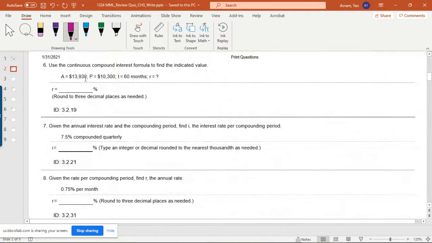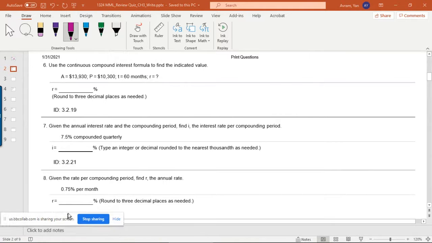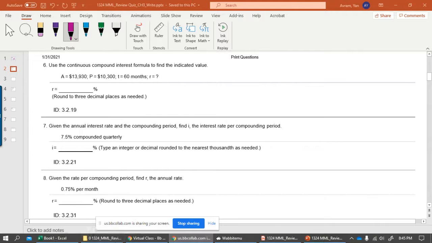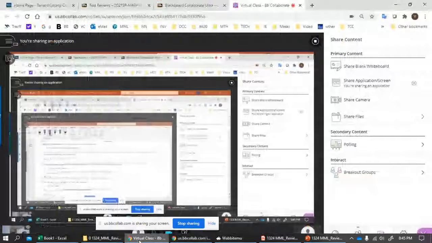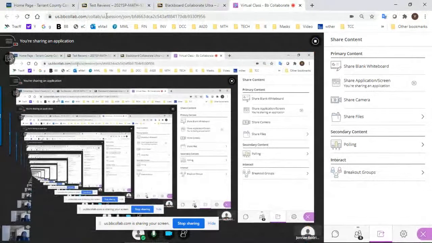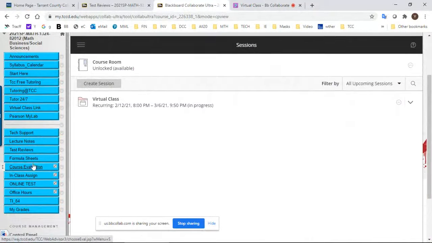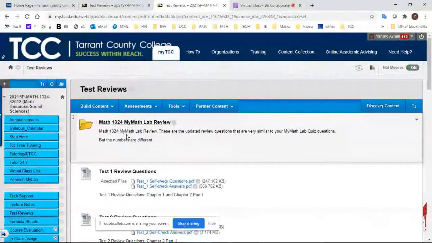Okay, number 6, use the continuous compound interest formula to find the indicated value. As I mentioned earlier, we have this chapter 3. I actually organized one page of the formulas for you. Okay, so if you look at this one right here, you have a formula. And by the way, I just put this folder in here tonight.